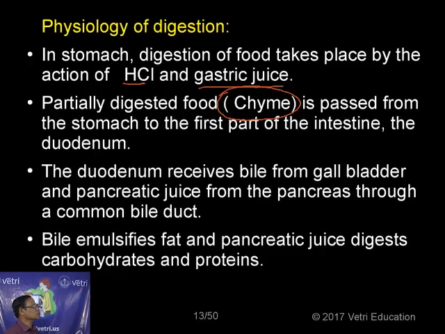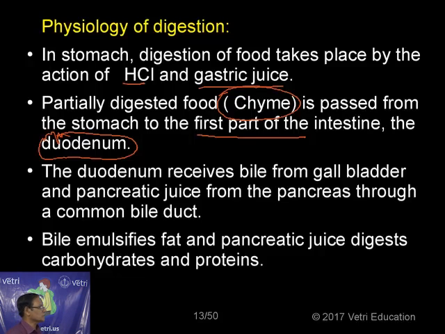Now it passes from the stomach to the first part of the intestine. The first part of the intestine is a U-shaped structure called the duodenum. In our case also it is a place of digestion. The food is broken down because of the release of bile from the gallbladder and pancreatic juice from the pancreas. Both open directly into the duodenum.